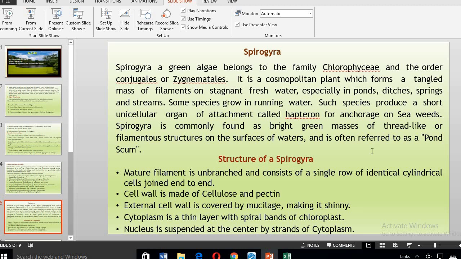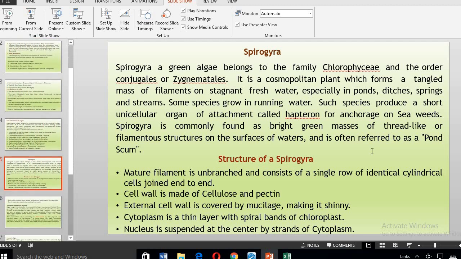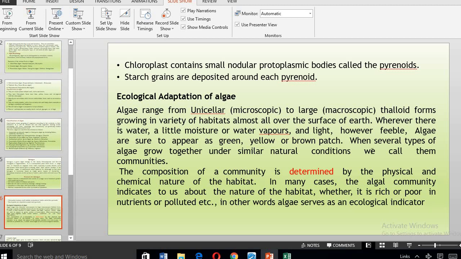Now, the cytoplasm is a thin layer with spiral bands of chloroplast. Within the cytoplasm, you'll find a nucleus that is suspended at the center by strands of the cytoplasm. The chloroplast, which of course contains the chlorophyll, contains small nodular protoplasmic bodies called pyrenoids. When you look at the pyrenoid, you will realize that there are deposits of starch grains around each pyrenoid.